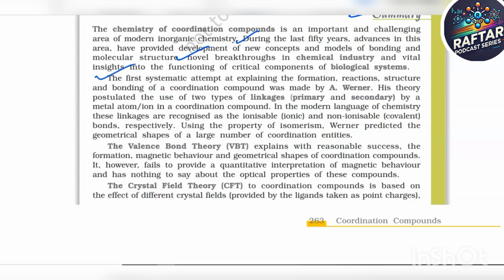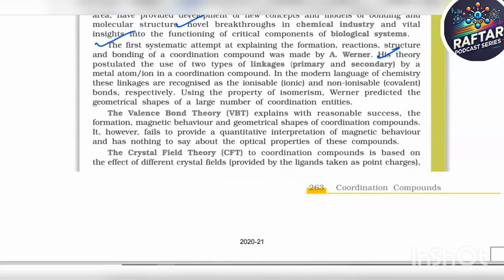by Alfred Werner. His theory postulated the use of two types of linkages, primary and secondary, by a metal ion in a coordination compound. In the modern language of chemistry, these linkages are recognized as the ionizable and non-ionizable bonds, respectively. Using the property of isomerism, Werner predicted the geometrical shapes of a large number of coordination entities. The valence bond theory explains with reasonable success the formation, magnetic behavior and geometrical shapes of coordination compounds.